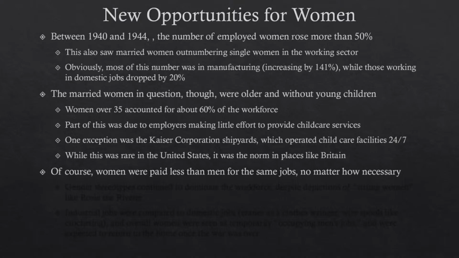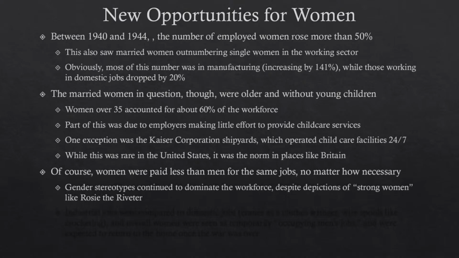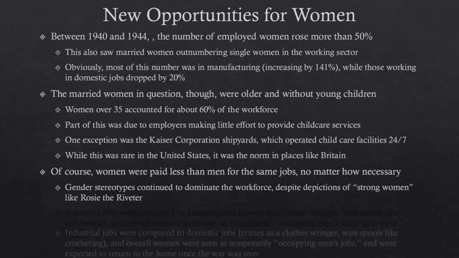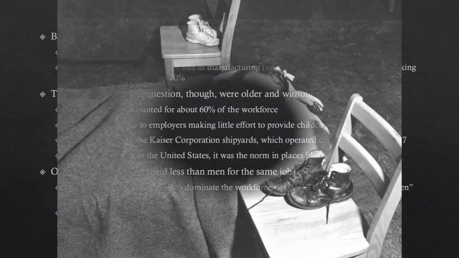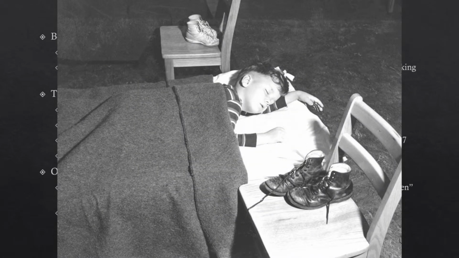Women were paid less than men for the same jobs because, obviously, and despite depictions of strong women like Rosie the Riveter, there were still many gender stereotypes. They would compare industrial jobs to domestic jobs, cranes as clothes wringers, wire spools like crocheting. It's like, what are you idiots talking about? Have you not seen what these wire spools look like? They're terrifying. They're massive. Women were treated as temporarily occupying men's jobs. You know, a lot of that.